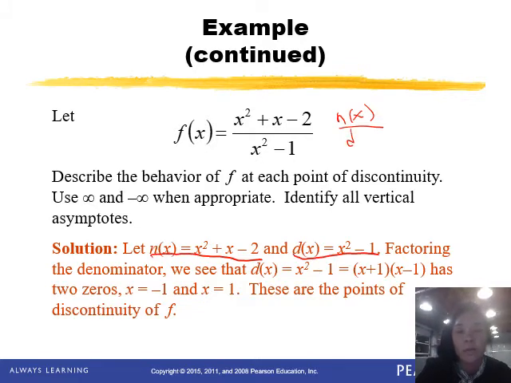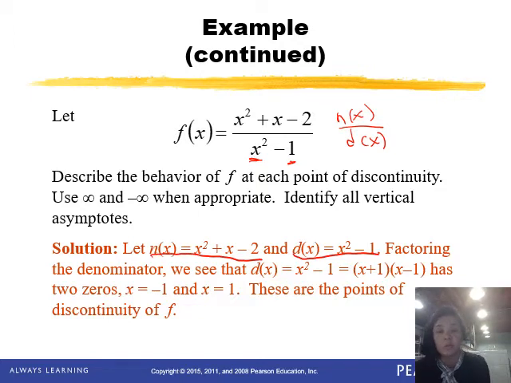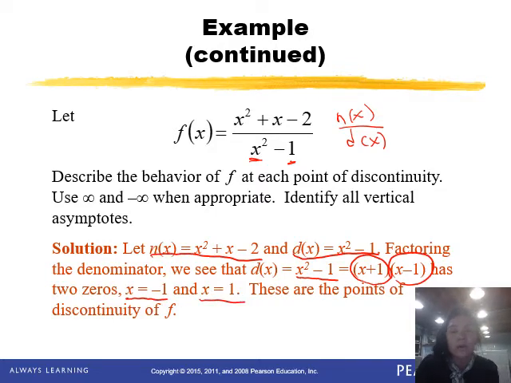So again, denominator, let's make sure we label everything correctly. We're going to factor the denominator. If you look, this is a difference of two squares. This is a square, x squared, and the square root of 1 is just 1. So it's called a difference of two squares. You learned that in your algebra course. And we can factor this x squared minus 1 into x plus 1 and x minus 1. And it has two zeros here at x equals negative 1 and x equals 1. These are points of discontinuity.